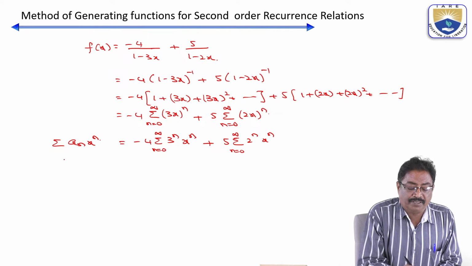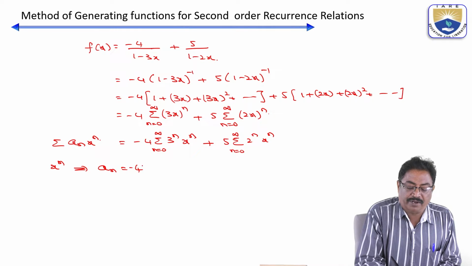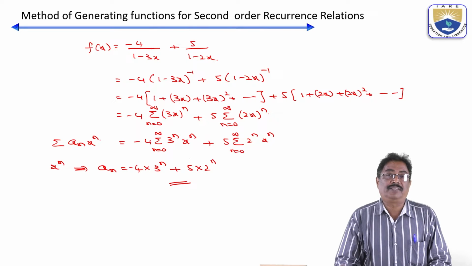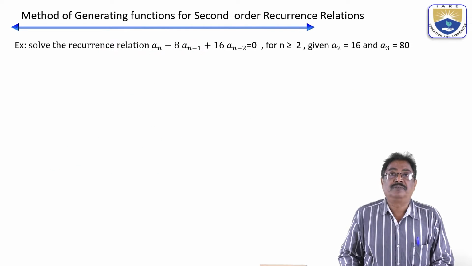Now we are going to compare the coefficients of x to the power of n terms on both sides. So a n is minus 4 into 3 to the power of n plus 5 into 2 to the power of n. So this is the solution for the given recurrence relation.